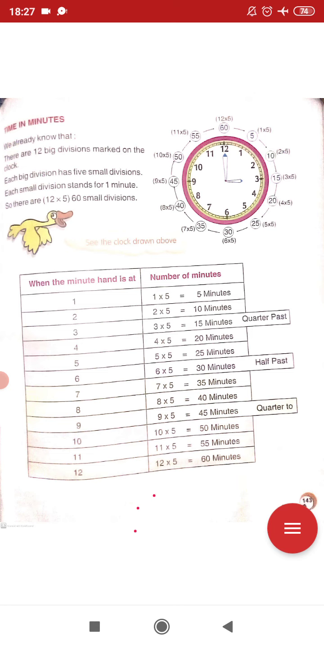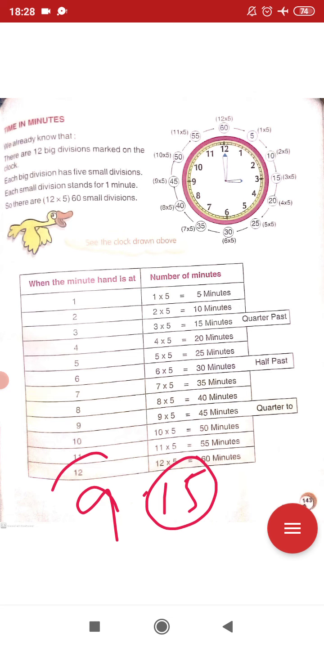Quarter past, quarter to. These two terms are very important. When the number of minutes is 15, then we can call it quarter past, and quarter to means 45. 45 minutes means quarter to, and 15 minutes means quarter past. Suppose the time is 9:15, so we can tell it quarter past 9, because the number of minutes is 15. So when the number of minutes is 15, then we can consider it quarter past.